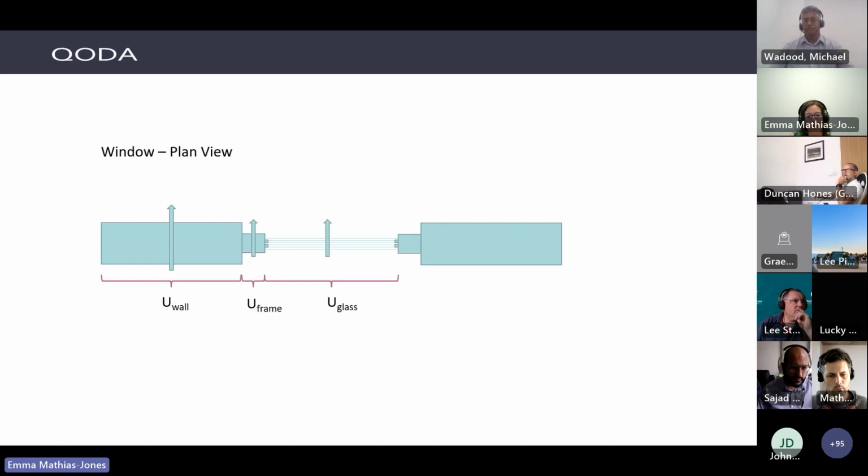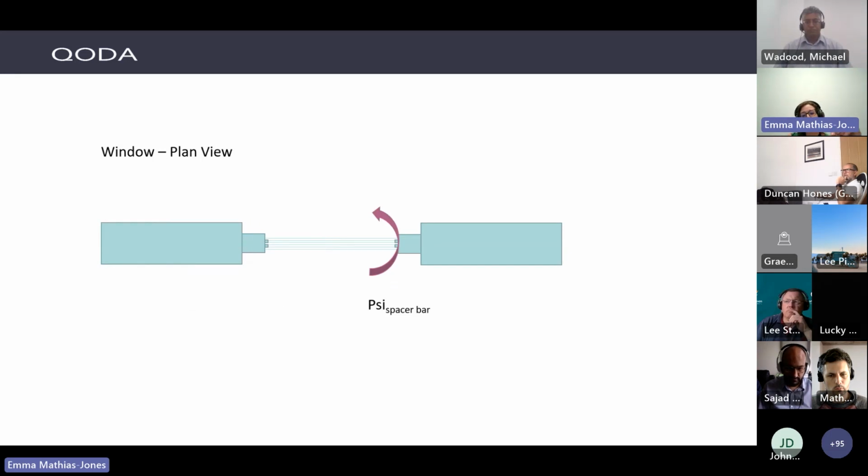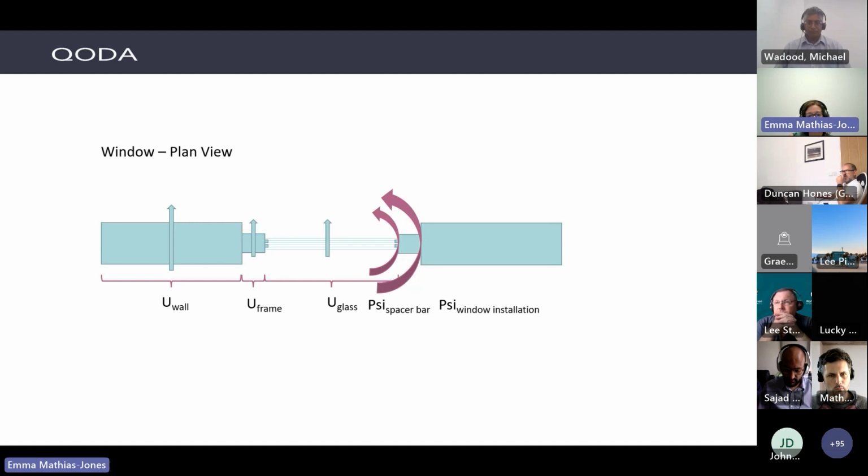our frame, U value of our glass, and then we've also got the psi value of the thermal bridge spacer bar, which is the junction between your glass and your frame. And then we've got the same thing between the frame and the wall. So that's your psi, your thermal bridge of your window installation. And yeah, those together are the main elements of windows that we need to think about.